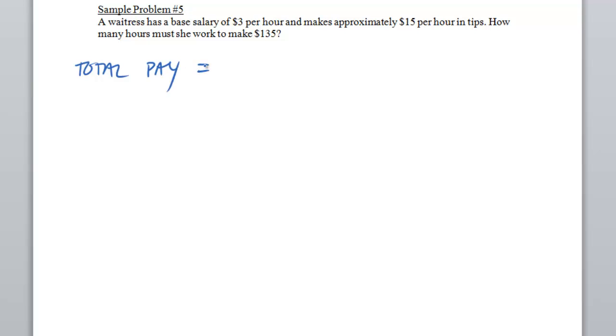And my total pay is basically made up of my base pay plus my tip pay. So that's a verbal model that I can use. Now, if I use the information from the problem, I can see that I'm looking to see how much it'll take me to make a total pay of $135. So my total pay is represented by $135.